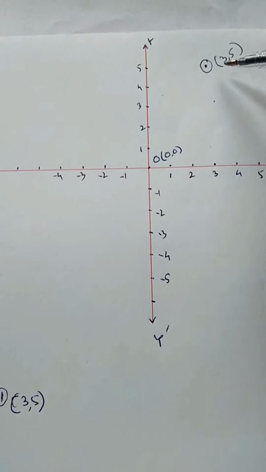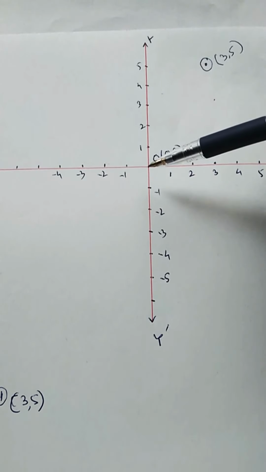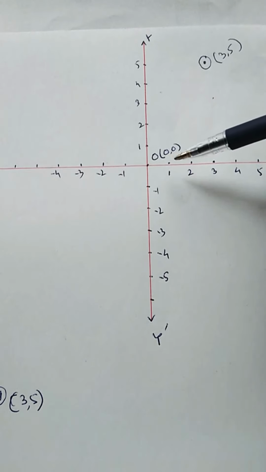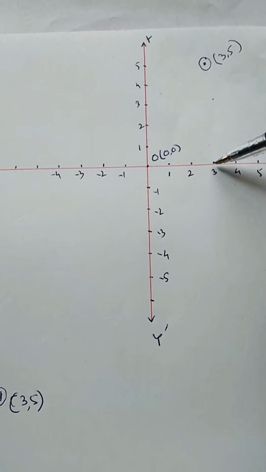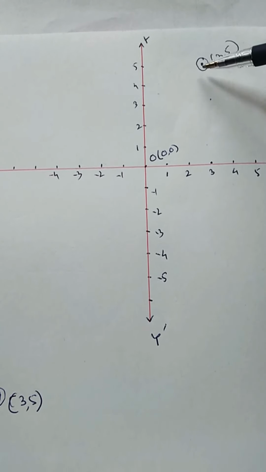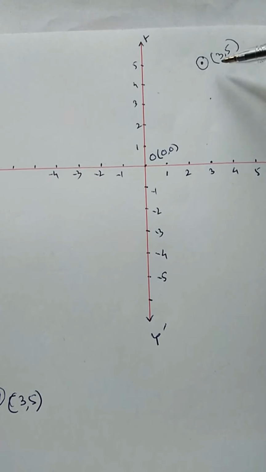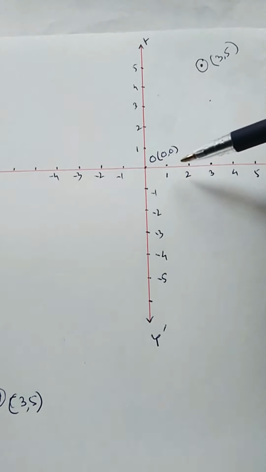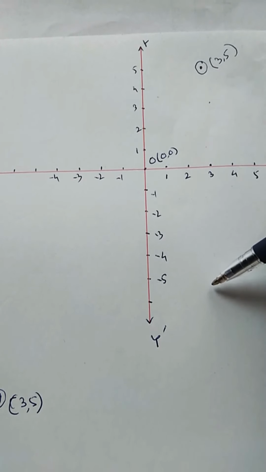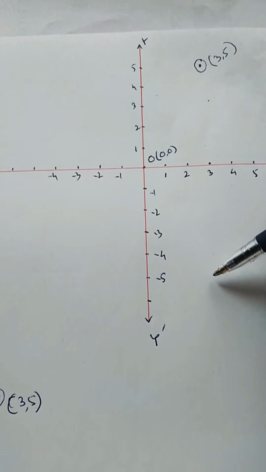Once again, I am telling you, we'll start moving from here. First we'll move for the first value, that is plus 3. So plus 1, plus 2, plus 3. Then from here we will move plus 5. Plus 5 means we'll go above till 5 units. And say if it is plus 3, minus 5, we'll come here to plus 3, and for minus 5 we'll go down till here. So this will become 3, minus 5.